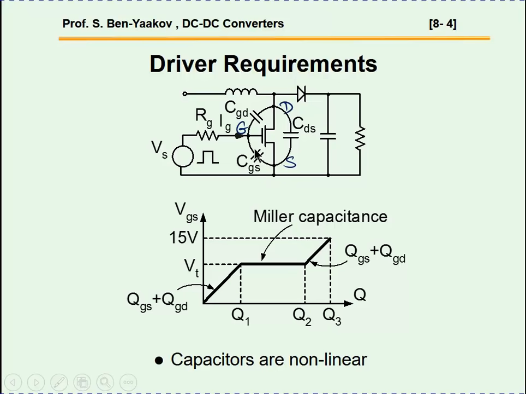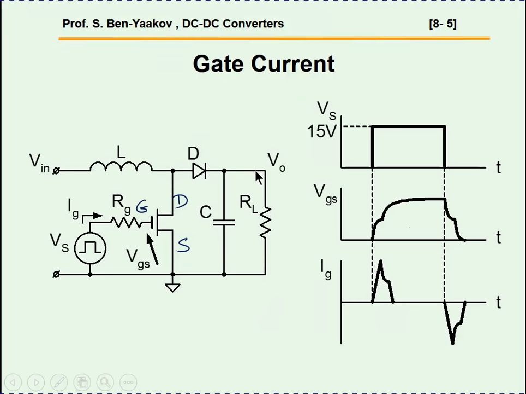And again, we'll have two passive capacitors that we are charging to the maximum that we want to go. In this particular case, I'm showing 15 volts. As I've said, it really depends on the type of the transistor. Now, one point to remember is that these capacitors are nonlinear capacitors, so it's not just a fixed capacitor. As the voltage changes, the capacitance is changing.